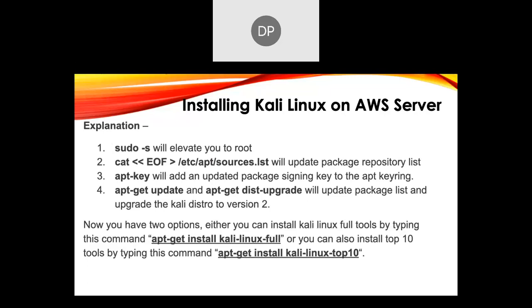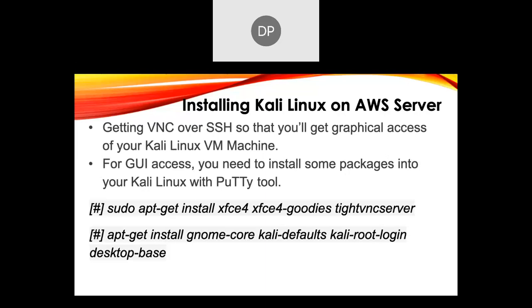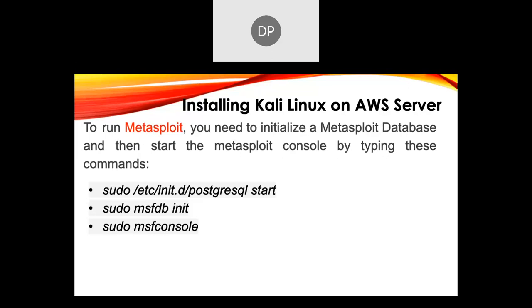But until now, what you have installed is a command line interface. There is no graphical access in the Kali Linux operating system you have installed on an AWS server. In order to get graphical access, you have to use VNC over SSH so that you will get graphical access to your Kali Linux virtual machine. For GUI access, you need to install some packages in your Kali Linux with PuTTY. And these are the packages.